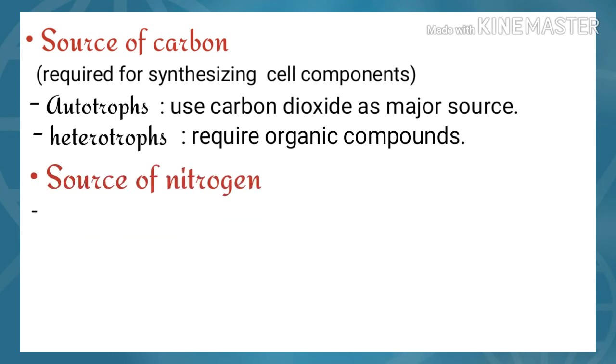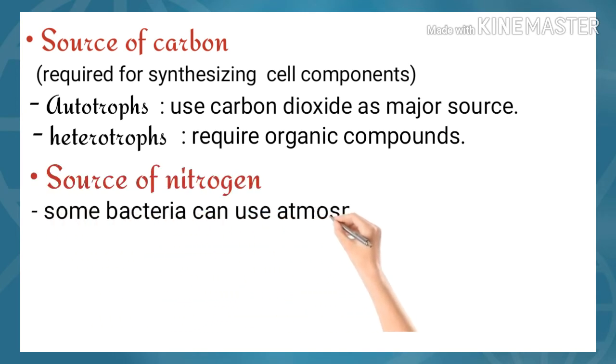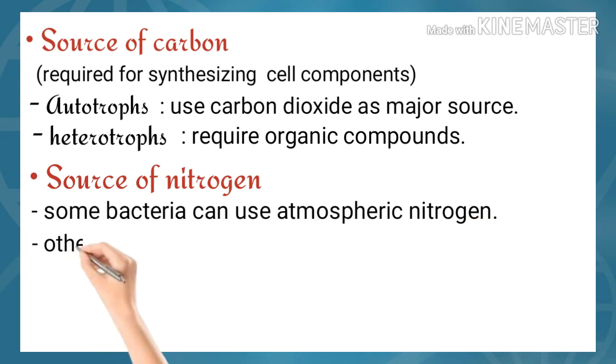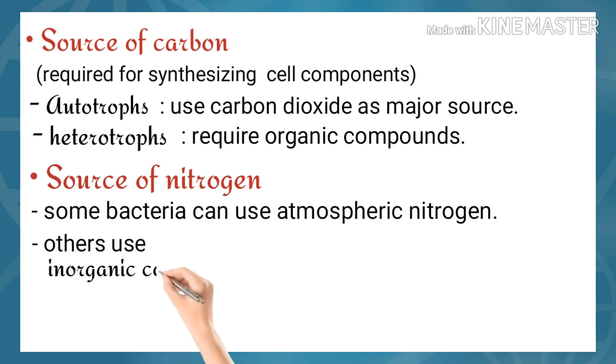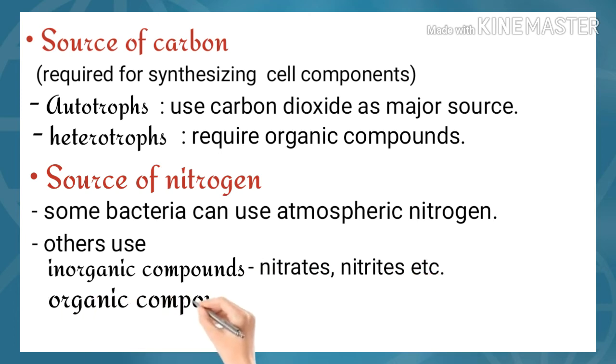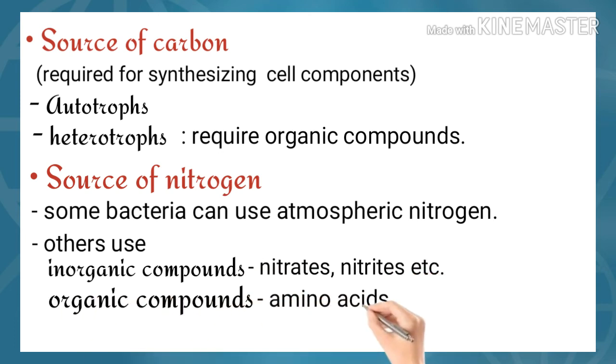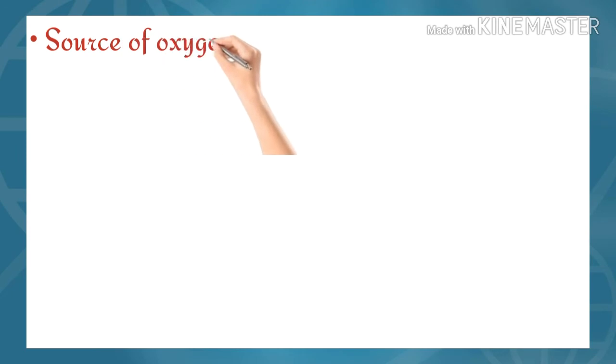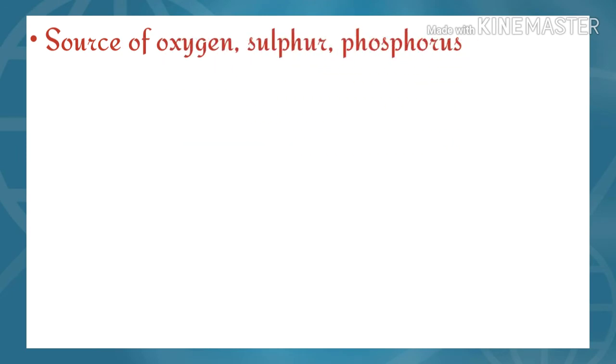Sources of nitrogen. Some bacteria can use atmospheric nitrogen while others use inorganic compounds like nitrates, nitrites, etc. or organic compounds, amino acids. Source of oxygen, sulfur, phosphorus.